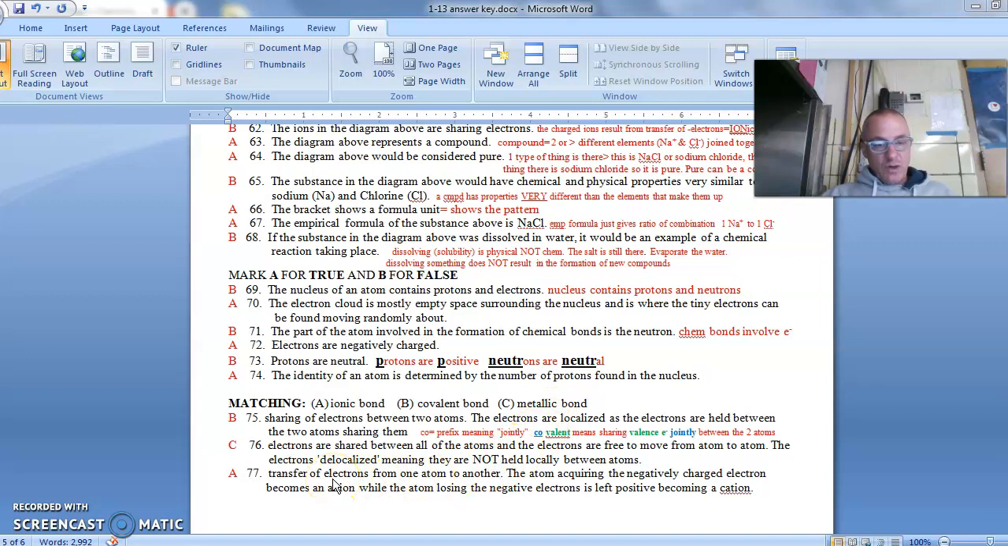And finally, the third one, the transfer of electrons from one atom to another. Electrons are negative. The atom acquiring the negative electron becomes the anion. The N stands for negative. Remember, N in the middle of the word is negative. And the atom losing that negative electron is left positive, becoming the cation. That's what an ionic bond is.